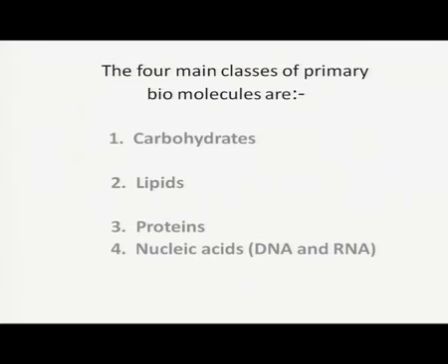Now, the entire biomolecules according to your syllabus have been divided into 4 groups: carbohydrates, lipids, proteins and nucleic acids. Nucleic acids are DNA and RNA, deoxyribonucleic acid and ribonucleic acid. These are the 4 major categories of the biomolecules.